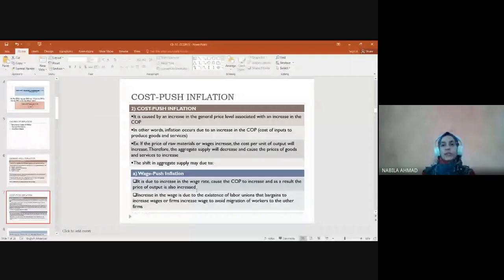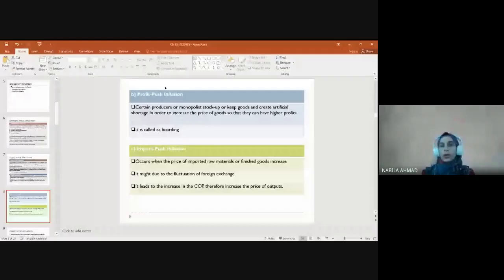So certain producer or monopolies stock up or keep goods and create artificial shortage in order to increase the price of goods so that they can have higher profits lah. Maknanya hoarding lah. Hoarding ni menyebabkan inflation juga. And then import push inflation.